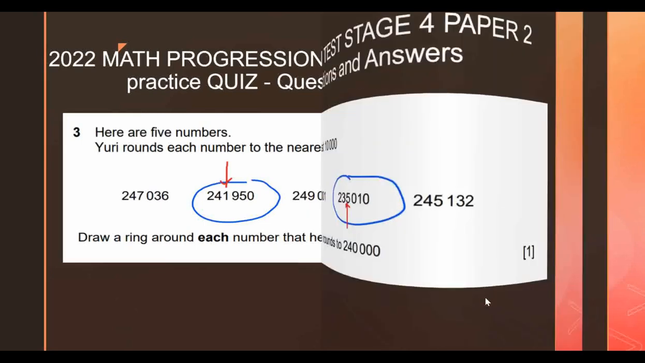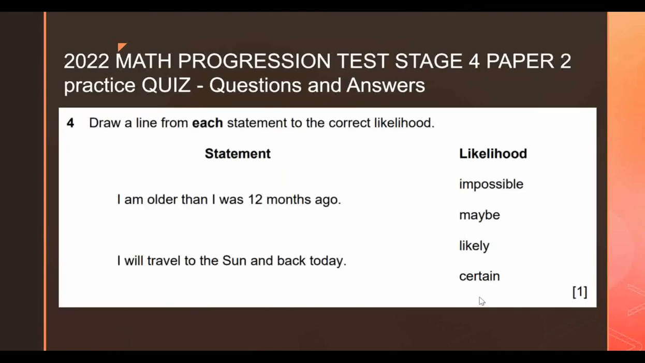Next, question number 4. Draw a line from each statement to the correct likelihood. Statement: I'm older than I was 12 months ago. I'll travel to the sun and back today. Likelihood: is it impossible, maybe, likely, or certain? 10, 9, 8, 7, 6, 5, 4, 3, 2, 1, 0.